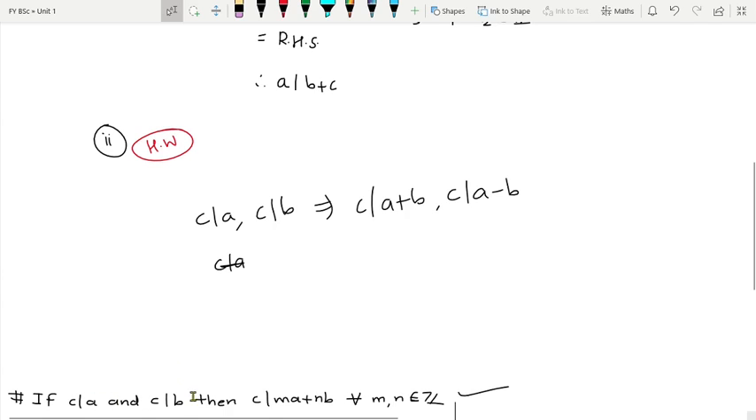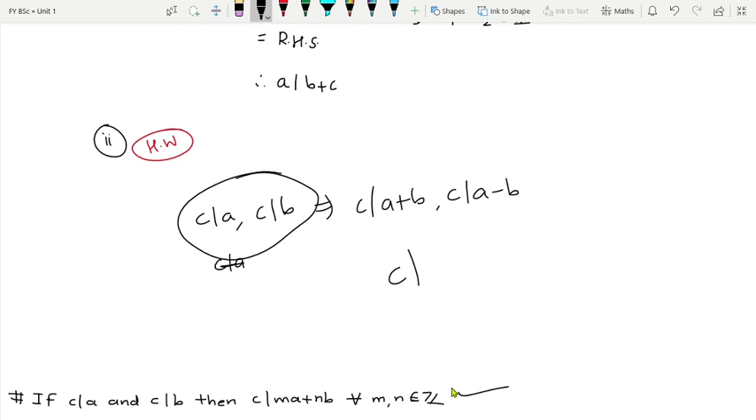If C divides A and C divides B, then C divides MA plus NB for all M, N belonging to Z. So what is the meaning of it? If C divides A and C divides B, then we can see that C also divides 2A plus 3B. You can attach any integer to this A and any integer to this B, and it is still going to hold. Any integer, in general, we are calling M and N respectively. I hope you are getting my point.